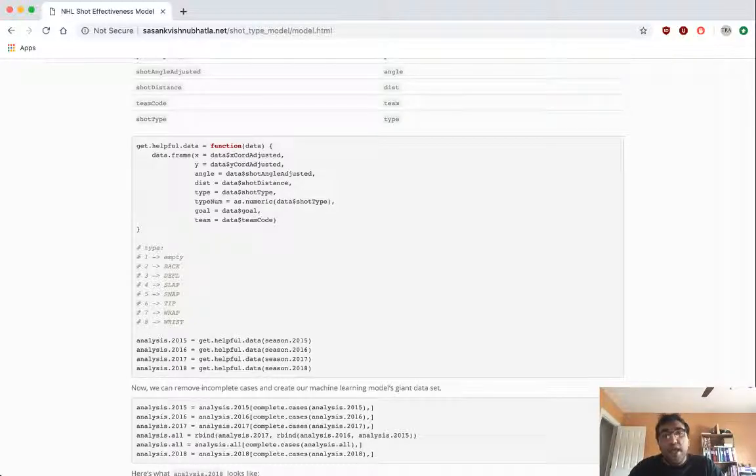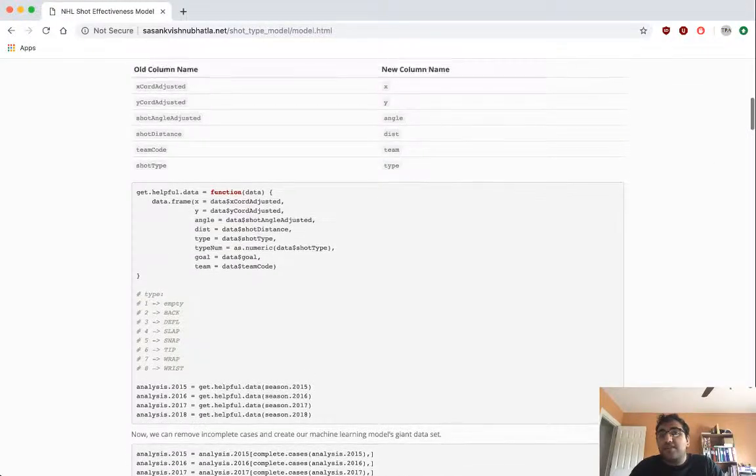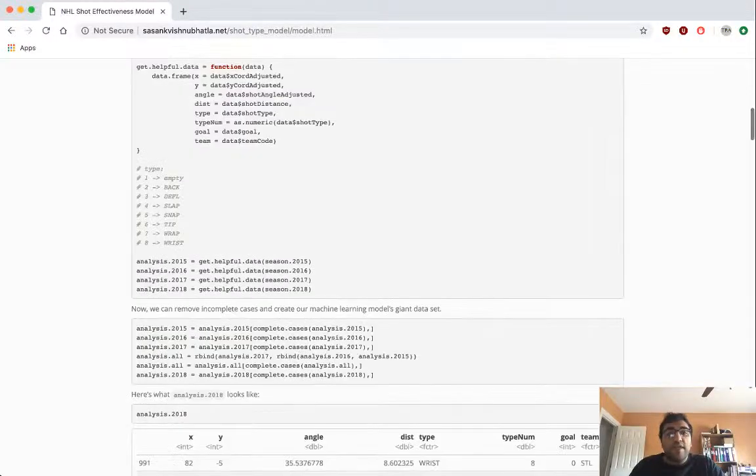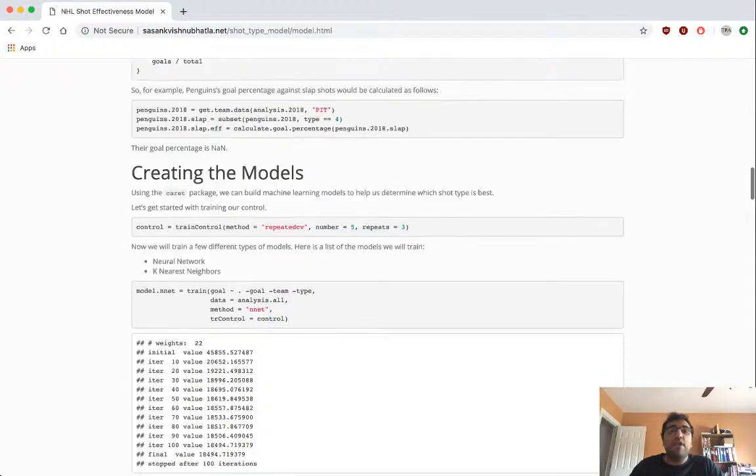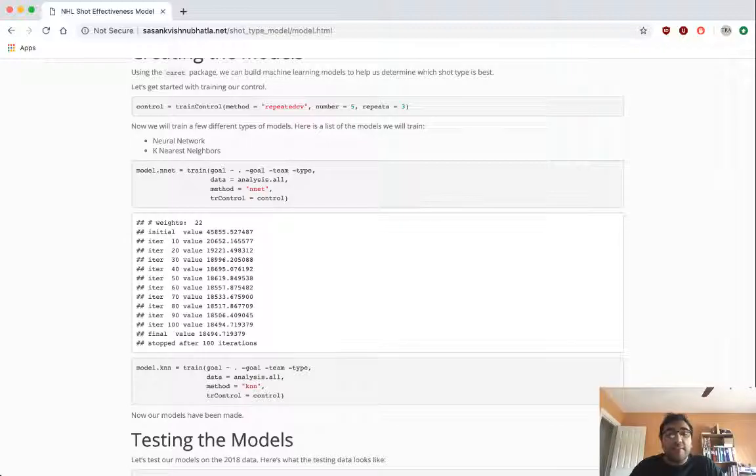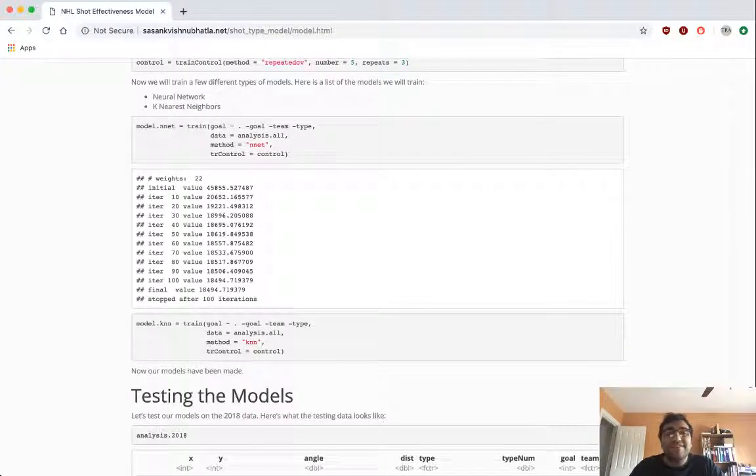So that if I have this model, and three years down the line I revisit this, and I feed it the necessary information, x, y, angle, distance, team, type num, I feed in all the proper input information, it'll still be able to give me a probability that a goal is scored. So that is one model created. We create a neural network. The second model created is called a k-nearest neighbors model.